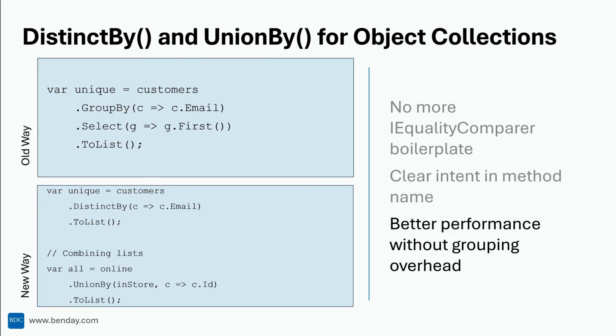GroupBy creates a dictionary of lists internally, allocating memory for groups we immediately throw away. DistinctBy uses a hash set internally, requiring only O(n) memory for the distinct keys rather than O(n) memory for the entire grouped collection.